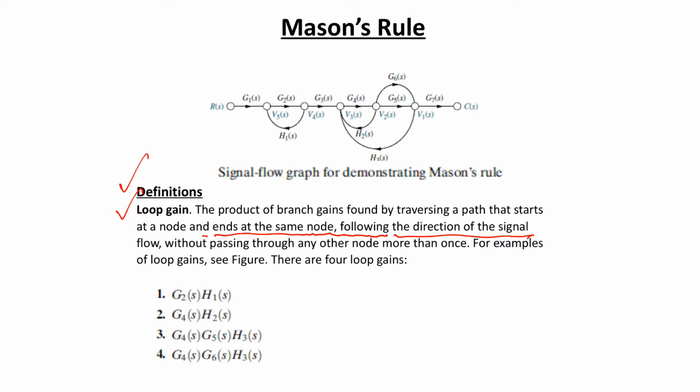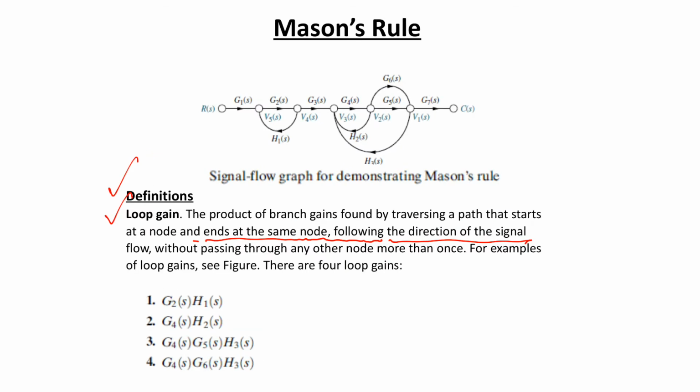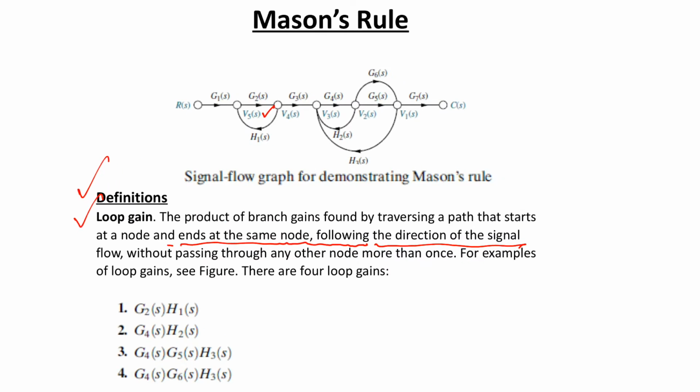For example, here are four loop gains. The first loop is G2H1. The second loop is G4H2. The third loop is G4, G5 and H3. This is the third loop, which starts from this point and ends at that very point.